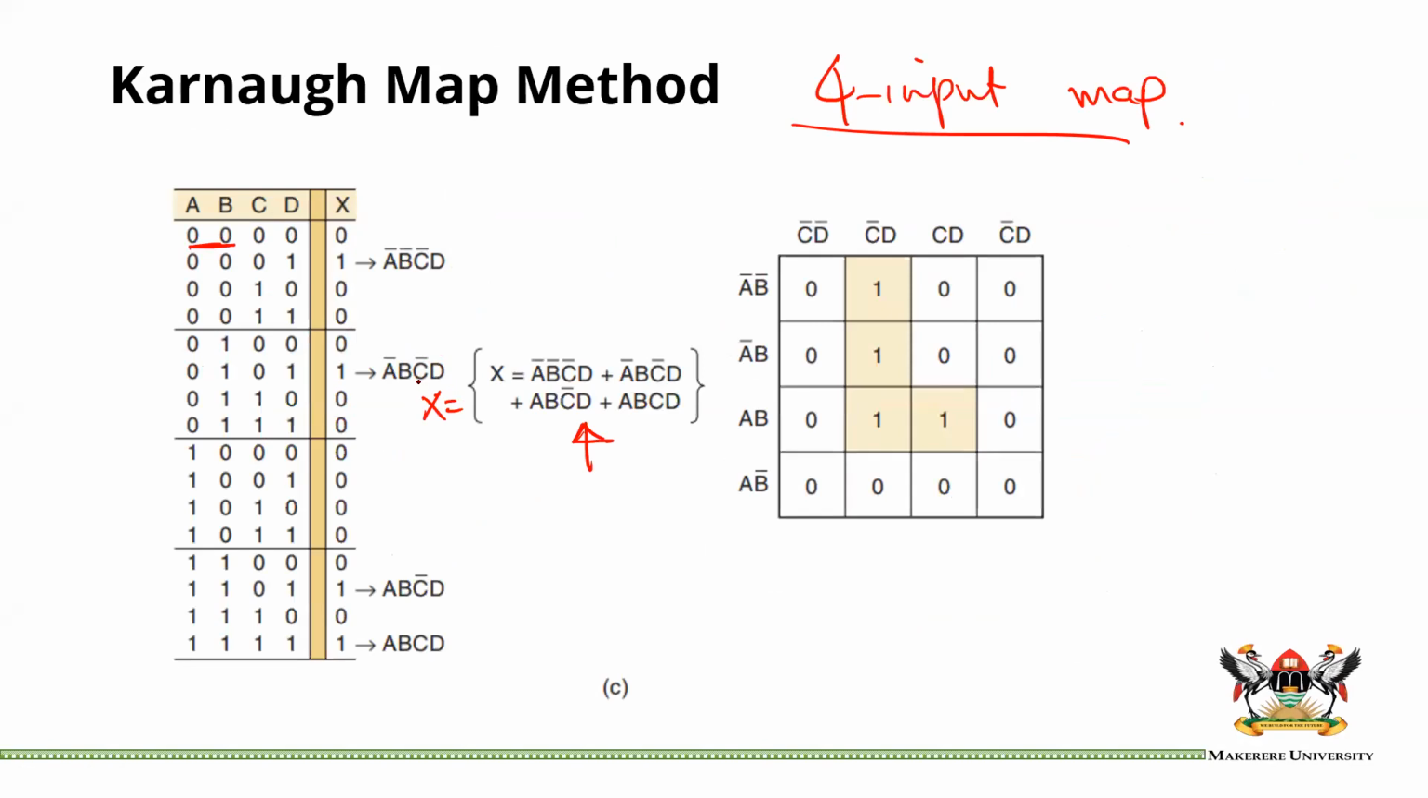But it should be very easy to get it. So let us look for ones. A inverse B inverse, which is here. And then C inverse D. C inverse D is there, so that is the box. We have a one there.